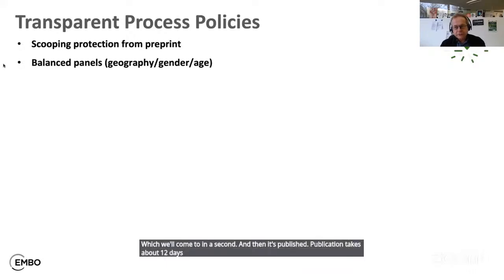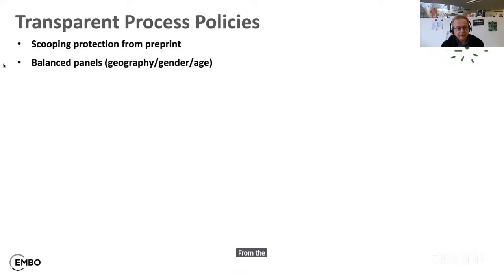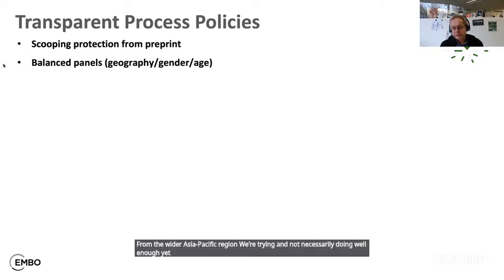So basically, here's a few policies that I wanted to mention. We do have the scooping protection, which I mentioned. We're trying to increasingly balance our referee panels by geography also. We're always trying to have one from the wider Asia Pacific region. We're trying, and not necessarily doing well enough yet, to also balance by gender and scientific experience more. We're trying to be more open to early career researchers. I won't talk much more about this.